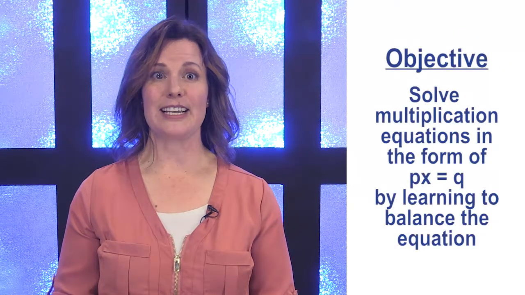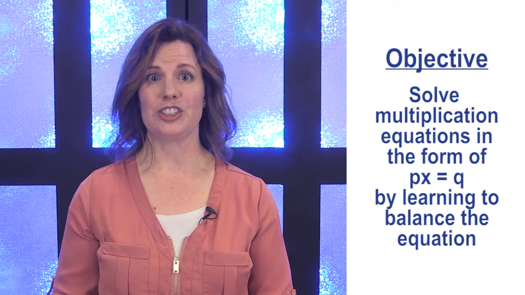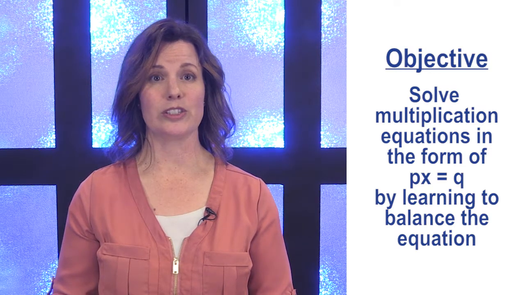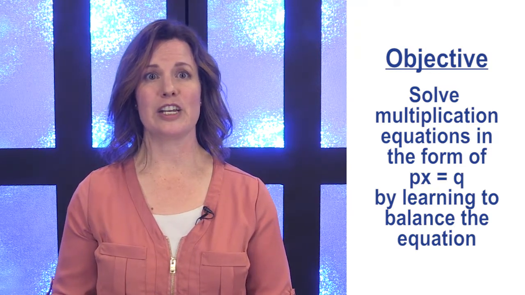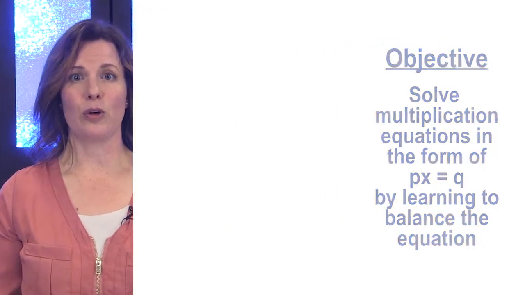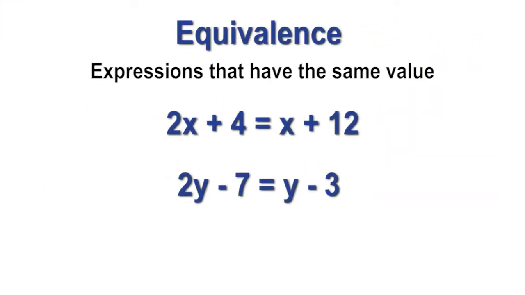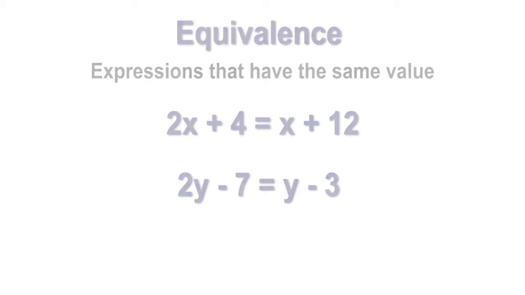The objective of this lesson is to solve multiplication equations in the form of px equals q by learning to balance the equation. In Chapter 4, we learned about equivalency, which means two expressions have the same value when both sides are equal. As we balance equations, we will want to make sure that the expressions on each side of the equal sign are equivalent.